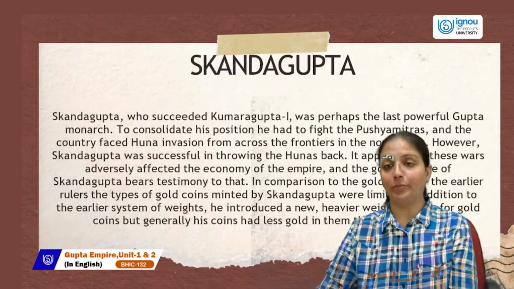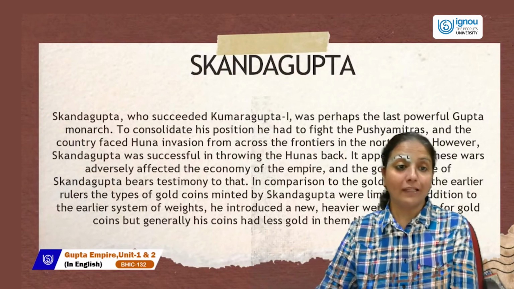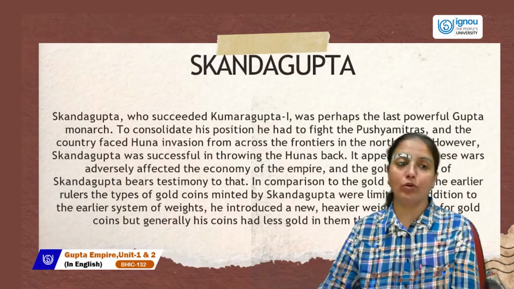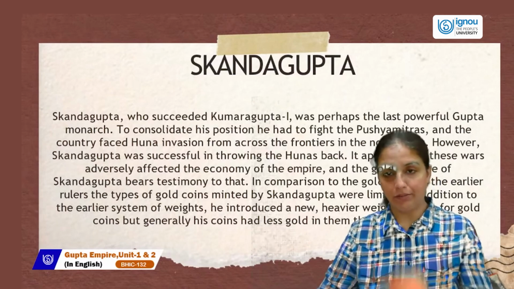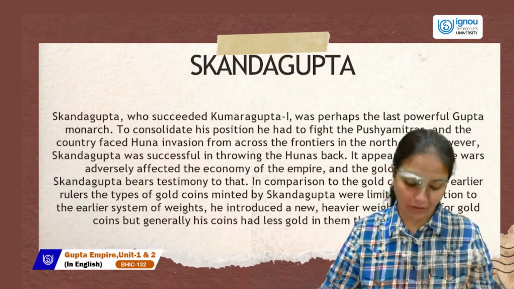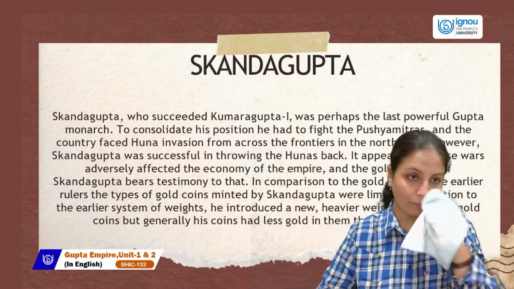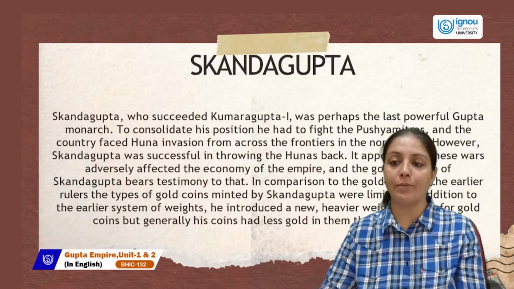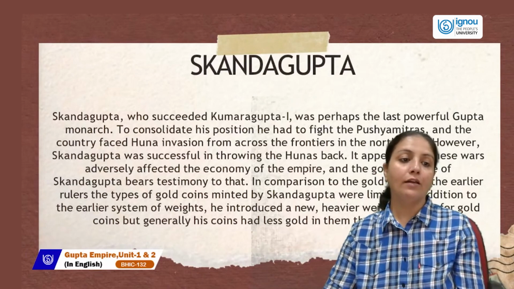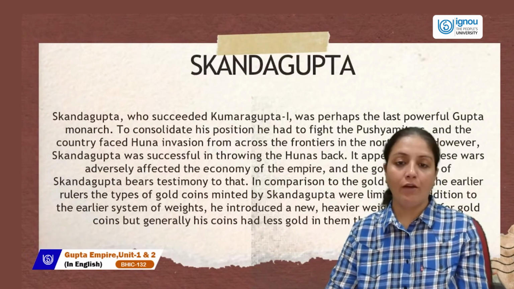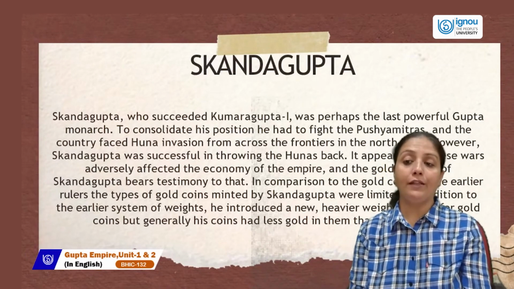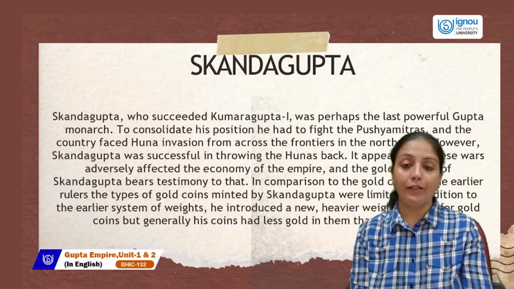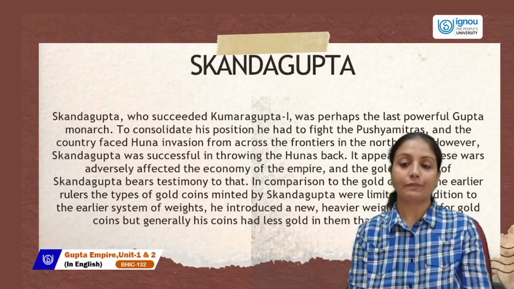Next is Skandagupta. Skandagupta, who succeeded Kumaragupta, was perhaps the last powerful Gupta monarch of that dynasty. To consolidate his position, he had to fight the Pushyamitras, and the country faced a Huna invasion from across the frontier in the northwest. However, Skandagupta was successful in throwing the Hunas back.